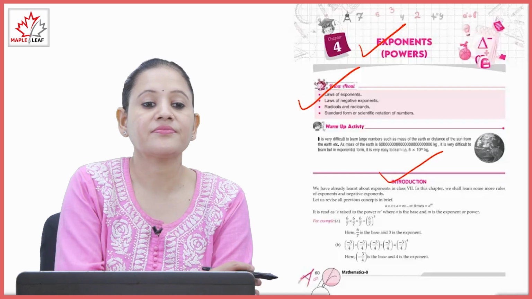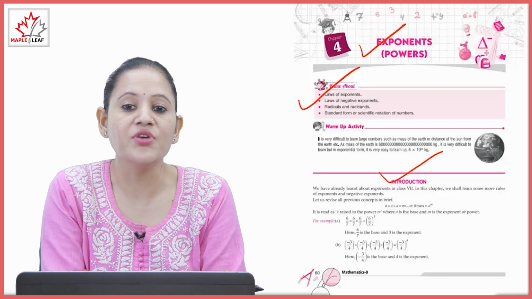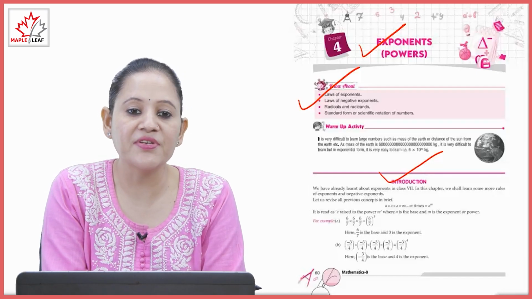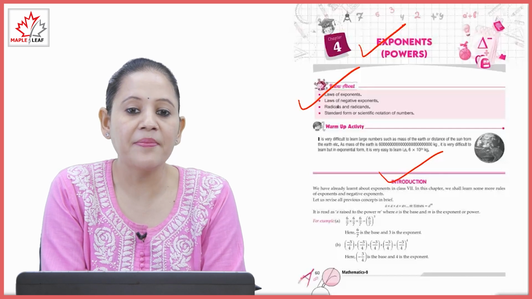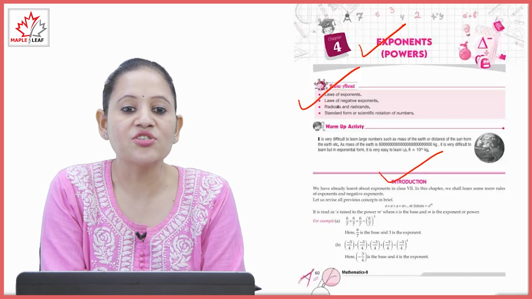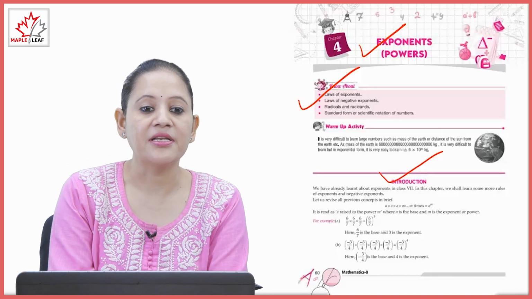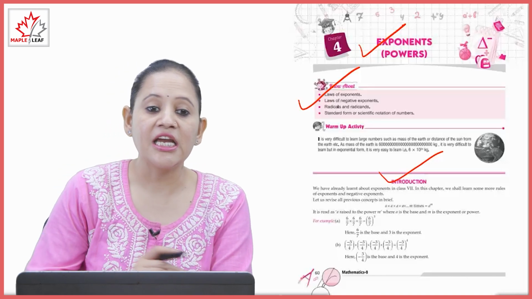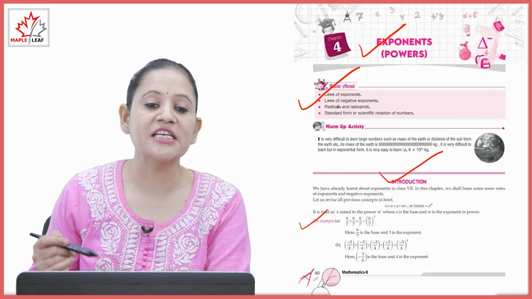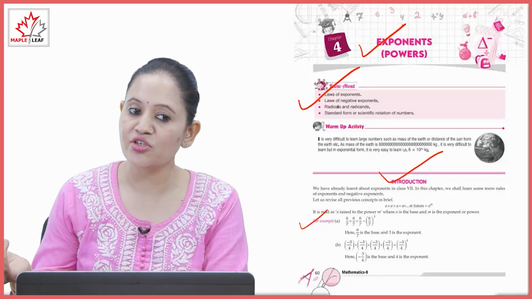Next, introduction. We have already learned about the exponent in class 7th. In this chapter, we shall learn some more rules of exponent and negative exponent. Let us revise all the previous concepts in brief. A multiplied by A m times is equal to A to the power m. It is read as A raised to the power m, where A is the base and m is the exponent or power. For example, 6 upon 7 into 6 upon 7 into 6 upon 7 is 3 times, so we can write it as 6 upon 7 to the power 3. Here 6 upon 7 is our base and 3 is the exponent or power. Clear?